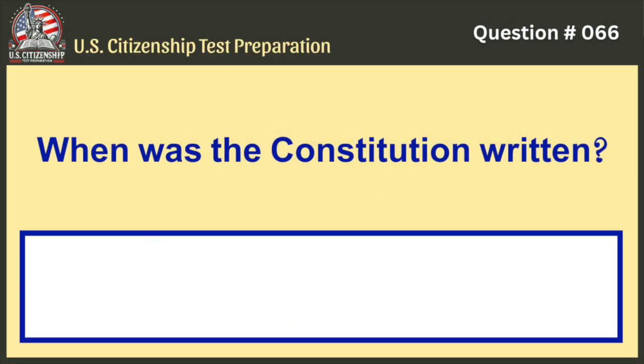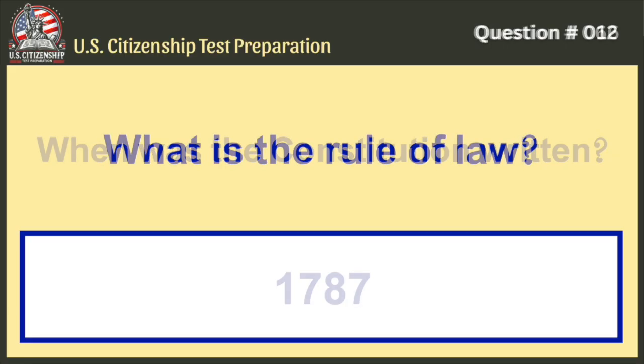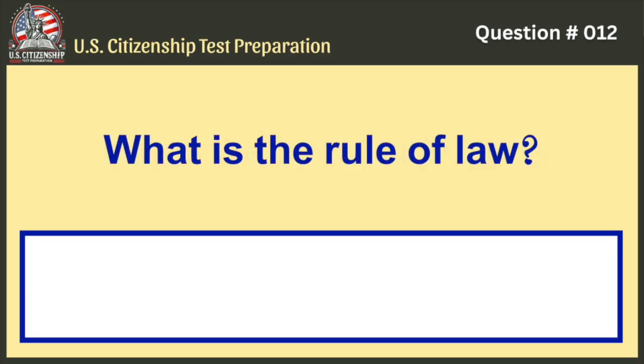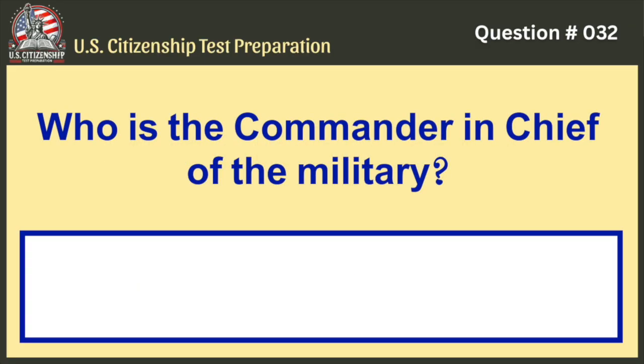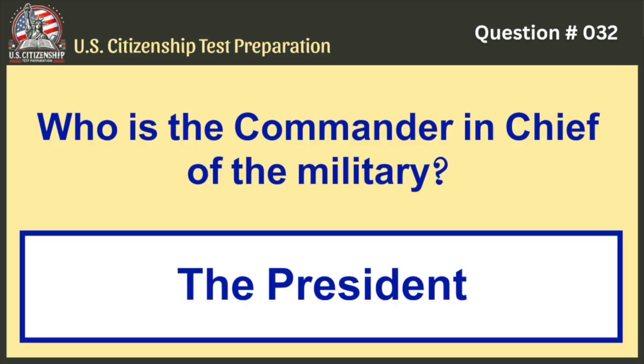When was the Constitution written? 1787. What is the rule of law? Everyone must follow the law. Who is the Commander-in-Chief of the military? The President.